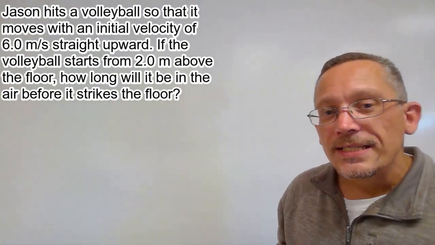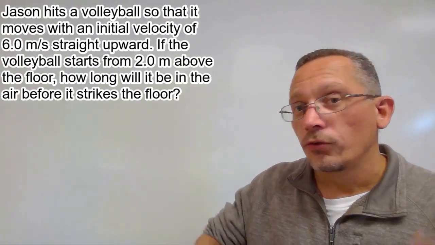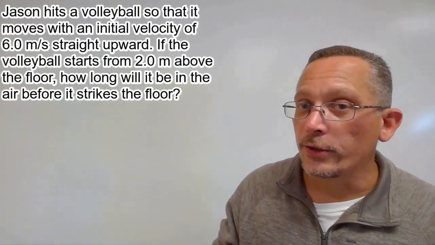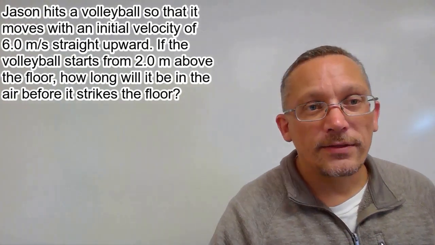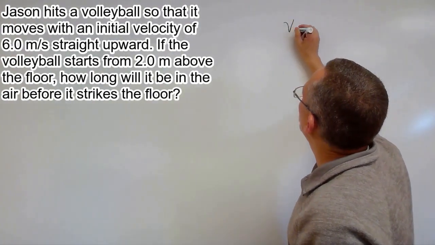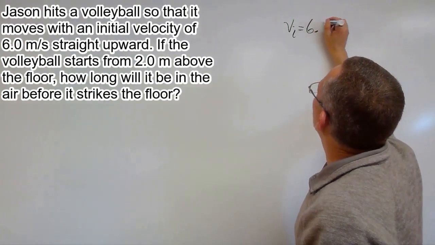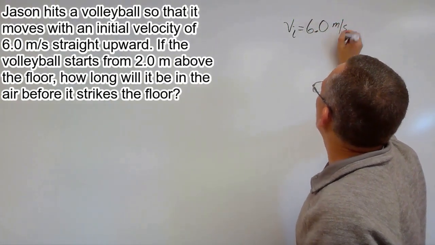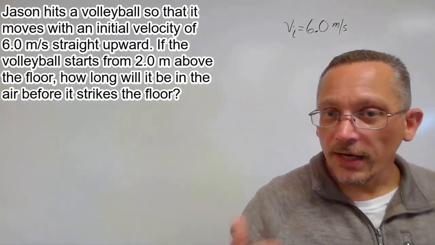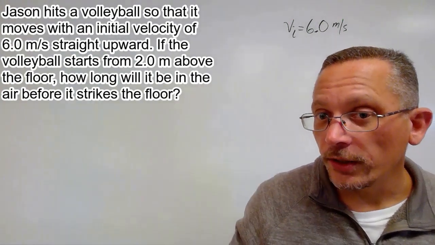Okay, let's go through and look at the numbers and decide what they are. This first number I see, 6.0 meters per second, is how fast it's moving right at the beginning. It even says it's an initial velocity of 6.0 meters per second. So I know this number is VI. Let me write down what I know here. VI is 6.0 meters per second.